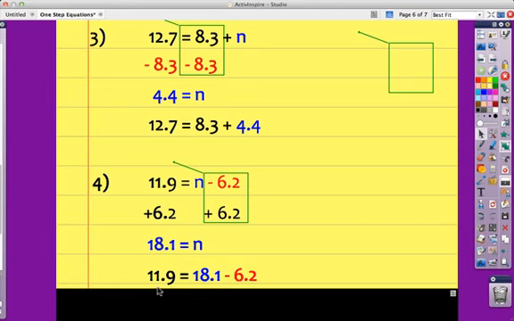So those are 4 examples of using addition and subtraction with a one-step equation. I hope that helps.